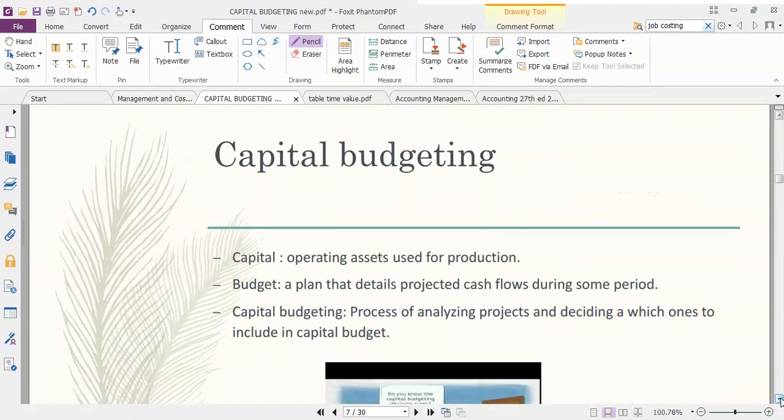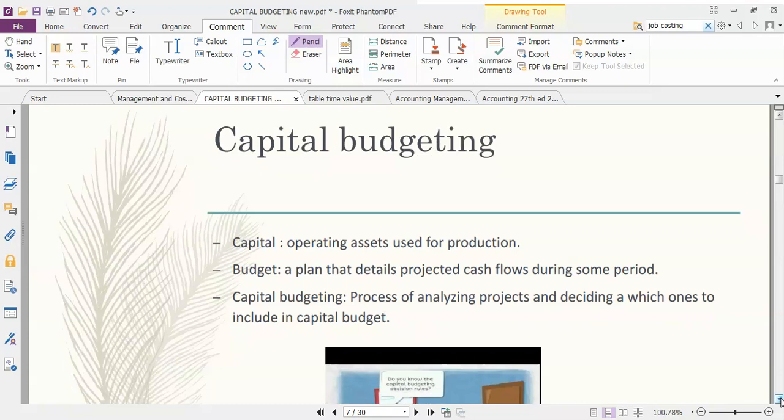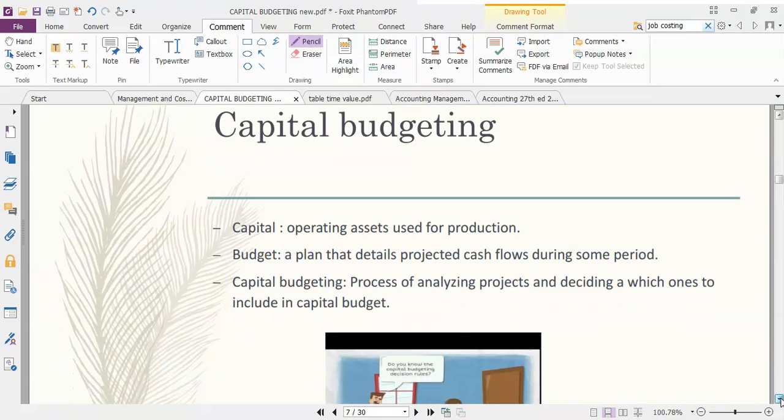Let's look at capital budgeting. Capital is operating assets used for production. For example, if you want to open a business, such as a cafe business, what is the capital? What are the assets you need to have for your business? For example, machines. What else? Fixtures and fittings. That is the capital, the assets that we use to operate our business. We call it capital, modal.